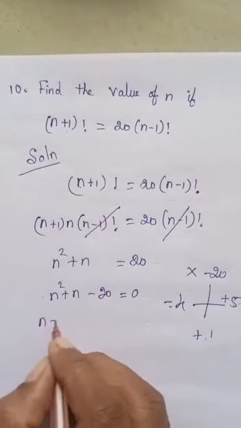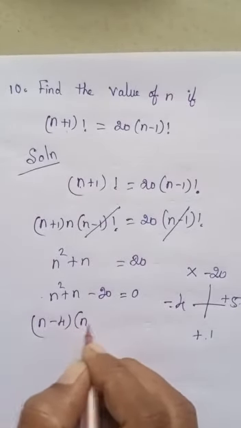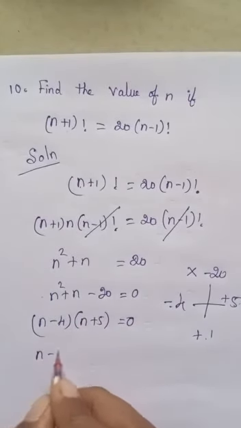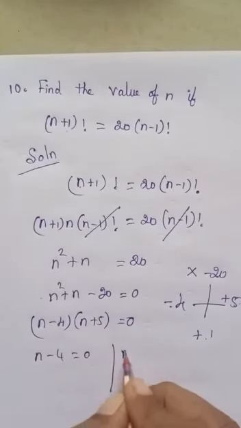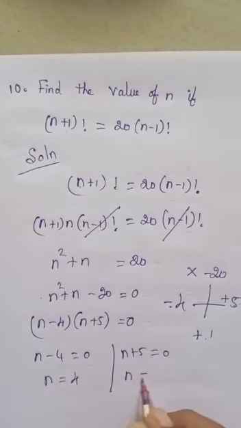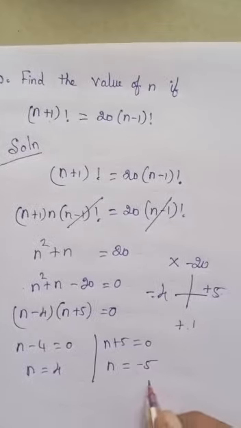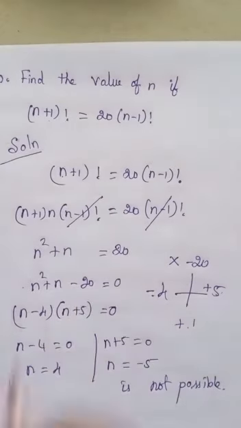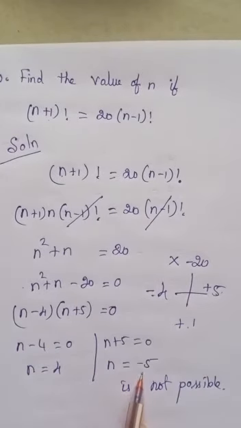That is n minus 4 into n plus 5 is equal to 0. Okay, n minus 4 equal to 0 or n plus 5 equal to 0. n equal to 4 and here n equal to minus 5. n equal to minus 5 is not possible. When we come to the factorial, n cannot be negative. Okay, therefore our answer is n is equal to 4.